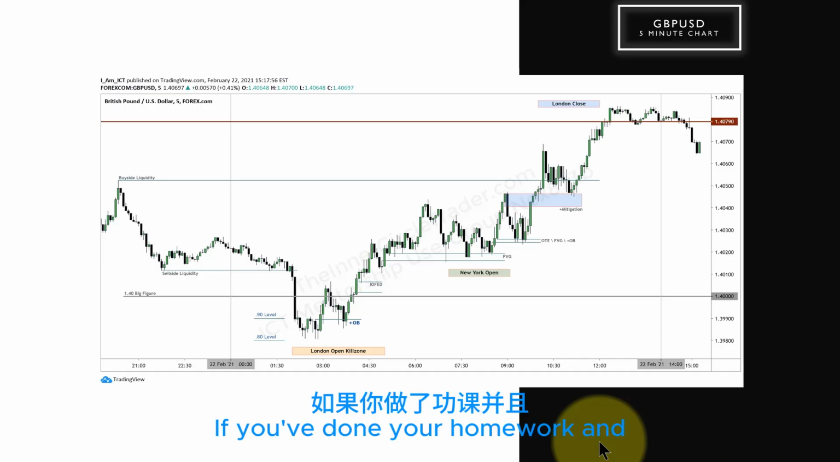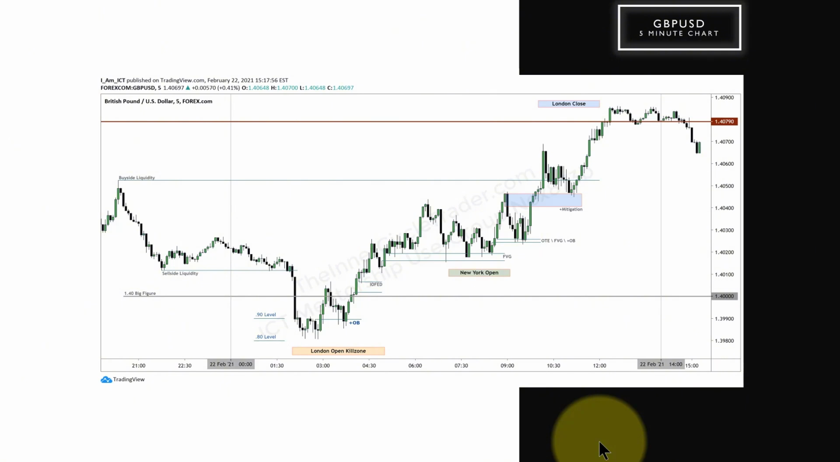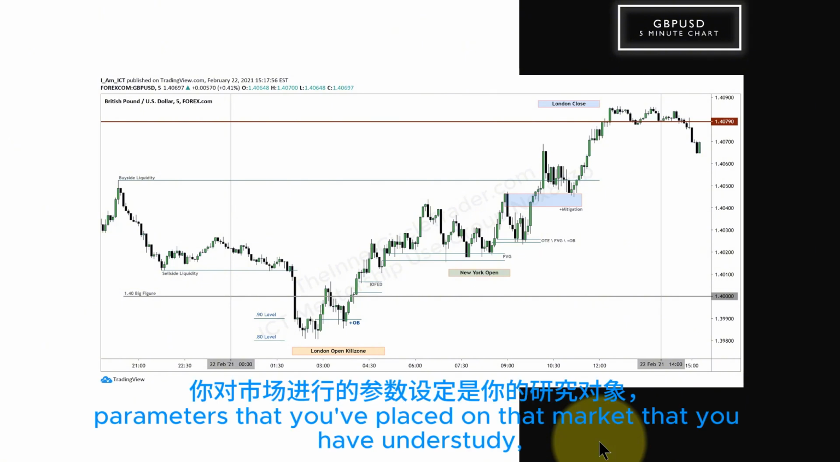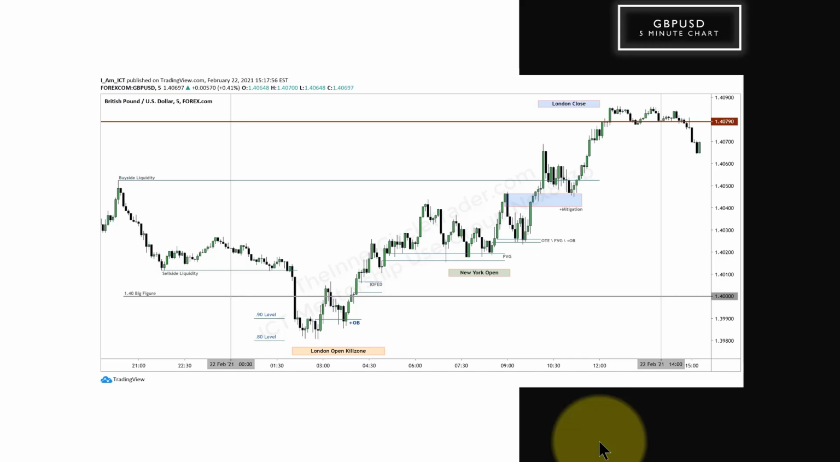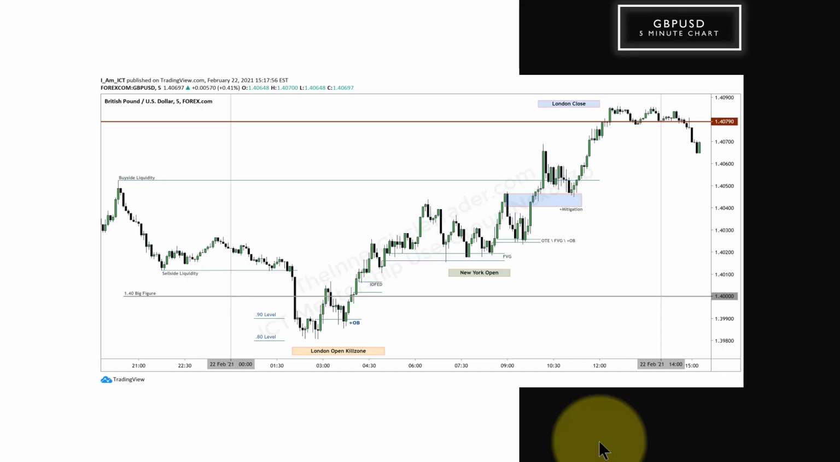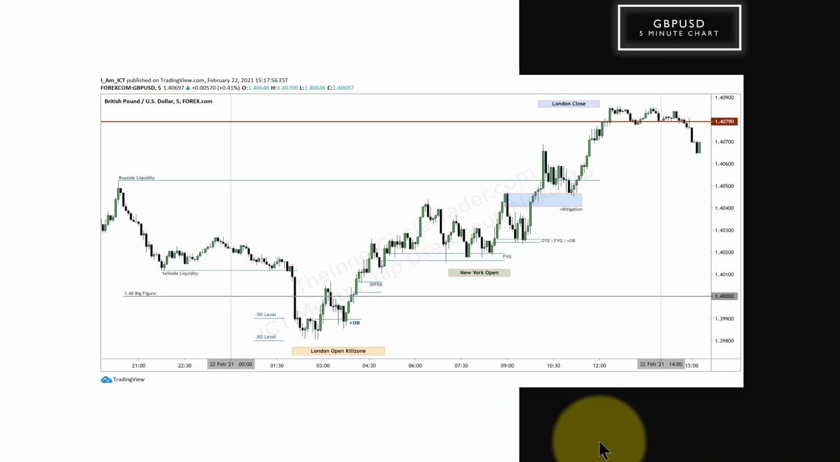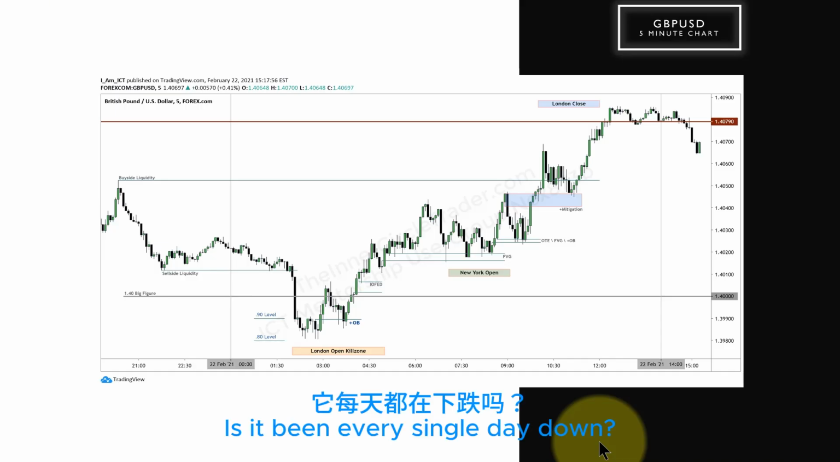If you've done your homework and all of your analysis on a higher time frame, those analysis parameters that you've placed on the market you have under study don't fluctuate day by day. We've been talking about the dollar going lower. It's gone lower. Has it been every single day down?